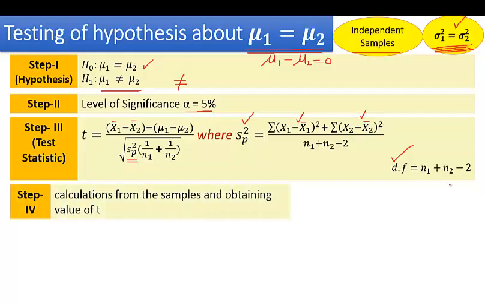So the fourth step is the calculations involved in this question. If you have both the samples, you will have to calculate their means. You will have to calculate their variances, and for the calculation of variances you have to pool them also, since it's a pooled t-test, and after all those calculations you will finally get the value of t. So the fourth step will be the calculations.